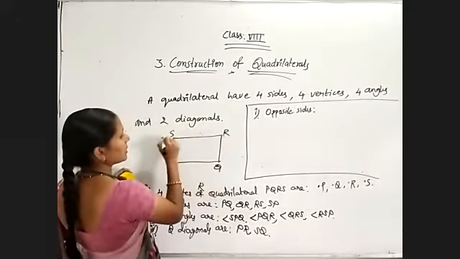Adjacent angles. As I told you, beside angles. For P, Q is adjacent. For Q, R is adjacent. For R, S is adjacent. For S, P is adjacent. See, for P, Q and S both are adjacent angles. For Q, P and R both are adjacent. For R, Q and S are adjacent.